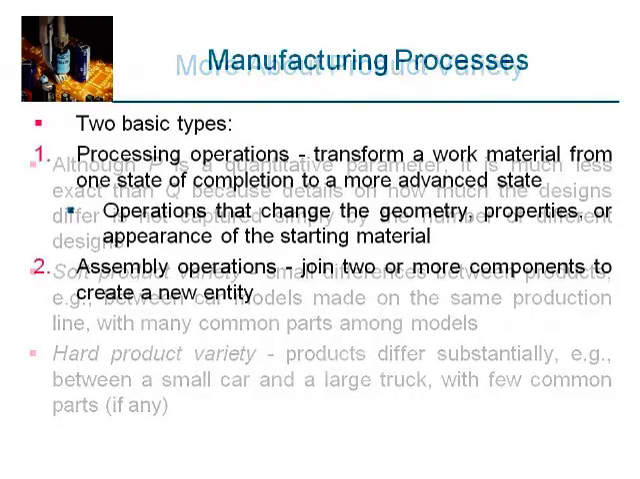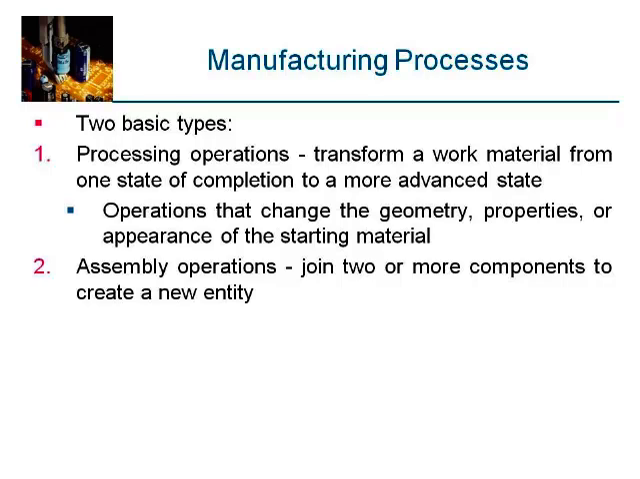Manufacturing processes we can divide into processing operations and assembly operations. Processing operations transform the work material from one state of completion to a more advanced state, which we call value addition. These are operations that change the geometry, property or appearance of the starting material. The second one is assembly operation: two or more components joined together, permanently or temporarily, to create a new entity which is called an assembly.